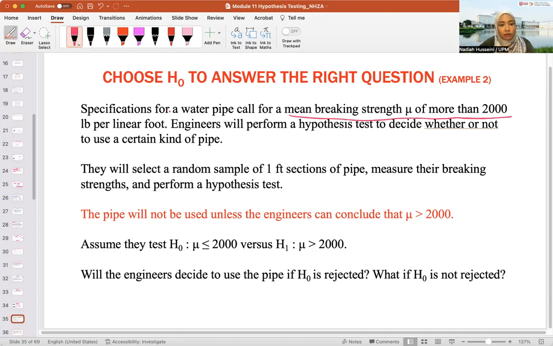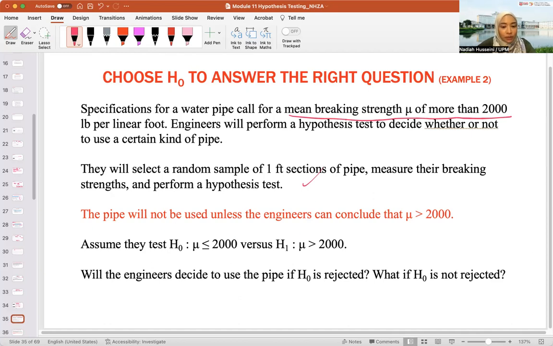If we have specified the critical value, we can also specify what our null hypothesis and alternative hypothesis are. So they will select a random sample of 1 foot sections of pipe, measure their breaking strength and perform a hypothesis test. If we were in a material engineering class, we could obviously go for this one, but we can't. So our classmates are our data. This would be more interesting, right? I'm not saying that you guys are not interesting. Okay, I'm just going to retract that statement.